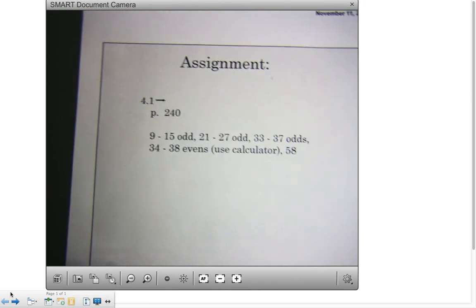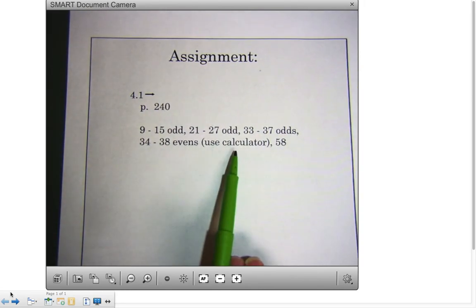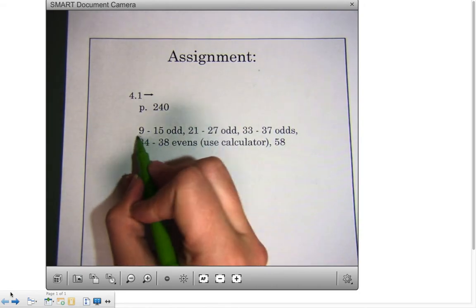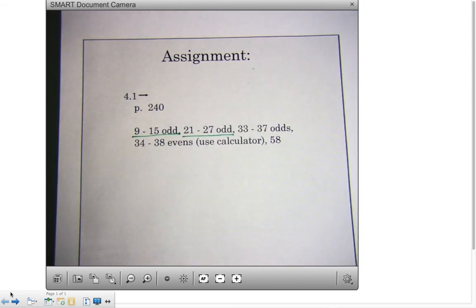All right, so here's your assignment. Make sure on 34 through 38 even, you're using your calculator to find the max and the min. On all of these, you're graphing, please use graph paper and make sure you put a scale on your graph. And you will turn this in next block day.